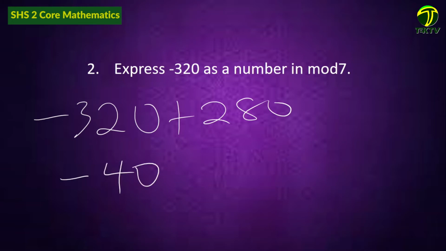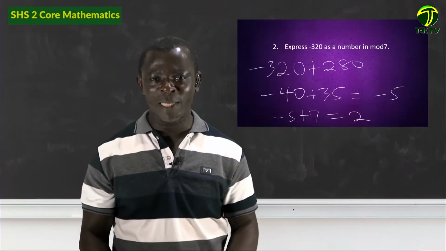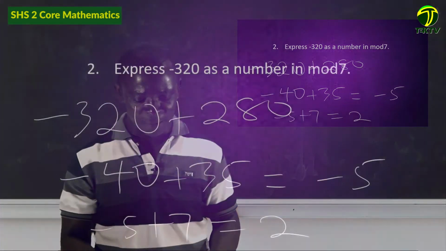So in this case, I'm still having a negative. Let me think of, let's say, 14, 21, 28, or let's say 35, the one you like, or it can even be more than that. Let's say 42. Let's use 35. So minus 40 plus 35 will give you negative 5, which is still a negative. Then now let me add a 7 to it again. So minus 5 plus 7 will give me 2. It means minus 320 in mod 7 will give you 2. Maybe you used a different multiple, but at the end you get the same answer. So it doesn't matter the number you use, but it's advisable to use a number which is just bigger than that one, if you can easily get that one using your calculator.